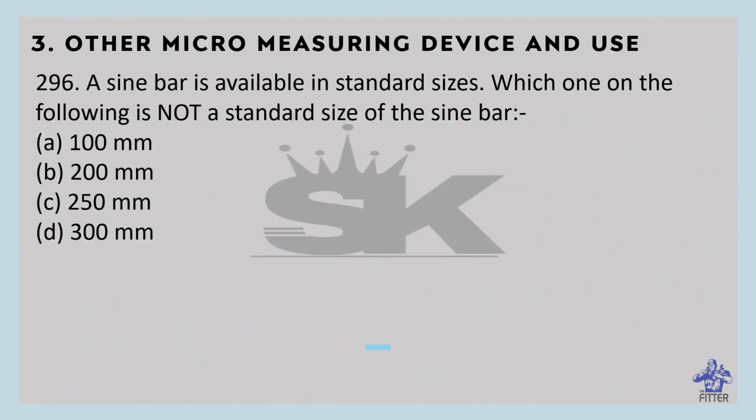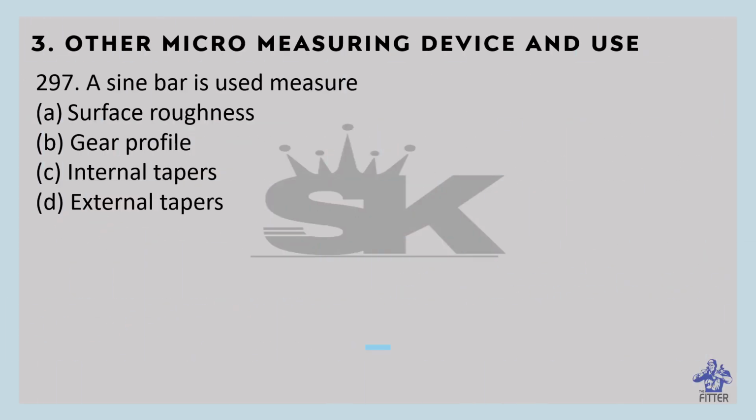A sine bar is available in standard sizes. Which one of the following is not a standard size of the sine bar? It is option D, 300. The commonly available sizes are 100, 200, 250, and 500, not 300. A sine bar is used to measure external tapers.